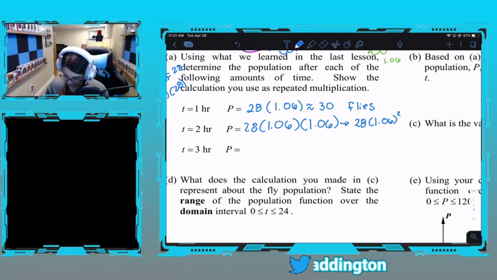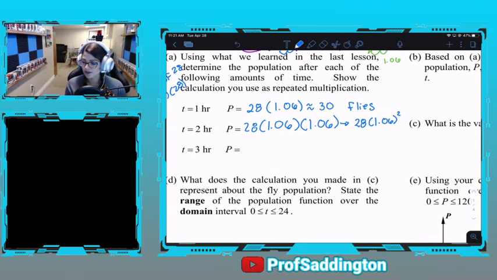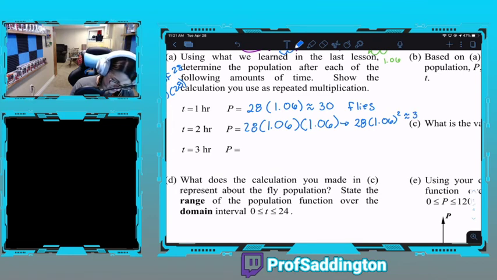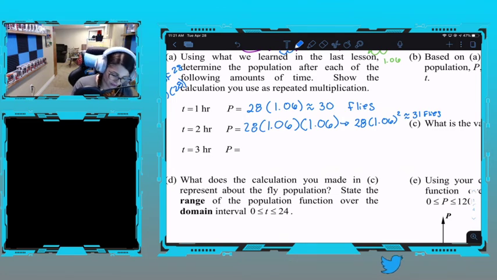1.06 squared. And remember, we're talking about flies, so I want to round to the nearest whole. We get 31.4608. So remember, I used the rounded answer from the previous one above, so that's why it's slightly off. So we're going to say it's about 31 flies.